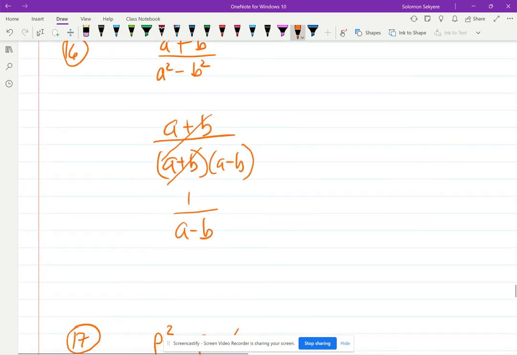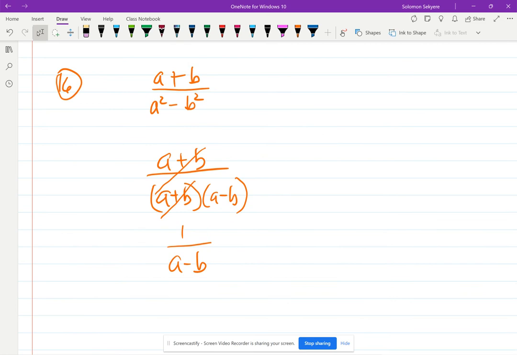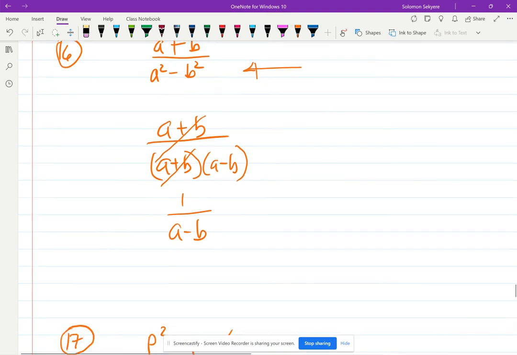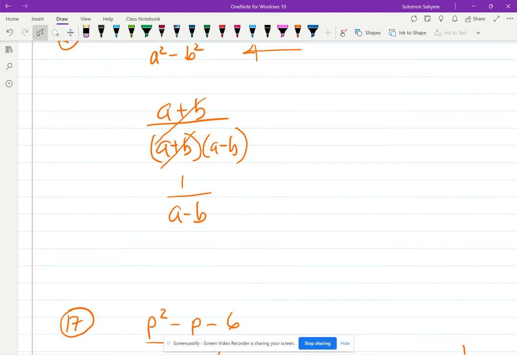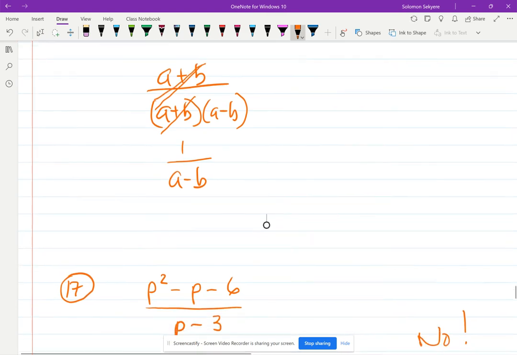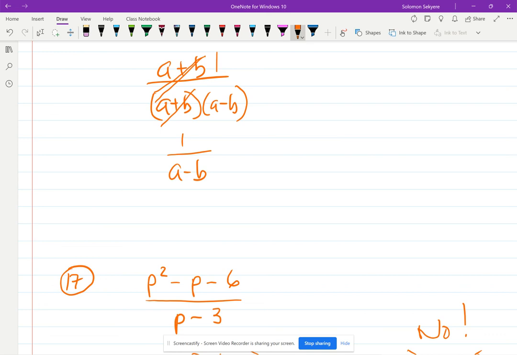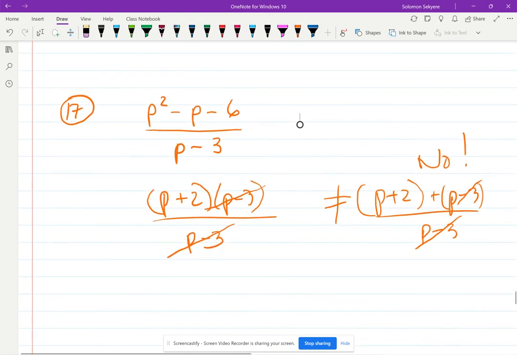Number 16. What do you see at the bottom? You should be used to this by now. It's a difference of two squares, which is the sum times the difference. So a plus b over a minus b, and then a plus b will cancel a plus b, and I'm left with 1 on the top. Remember, a plus b right here is times 1. So there's 1 on the top over a minus b.